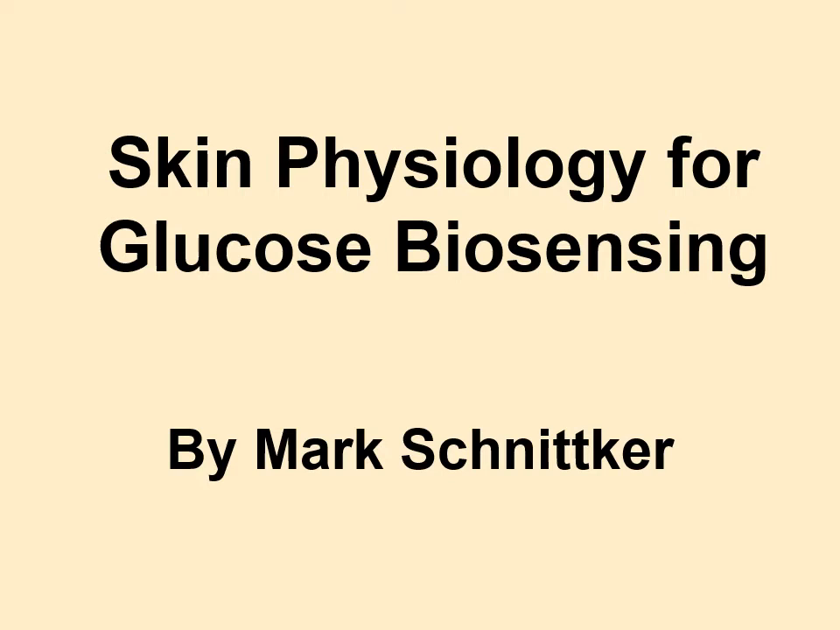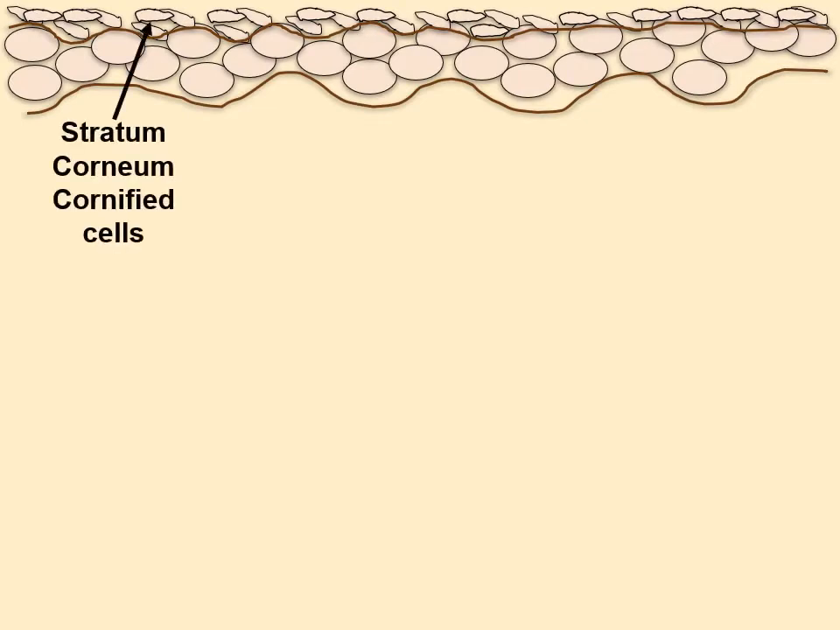In this tutorial, we're going to learn how glucose is measured from the skin based on skin structure and physiology. So let's start with the epidermis. At the top of the epidermis is the stratum corneum. These are shriveled up little cells that dry and flake off, and that's what faces the outside world.